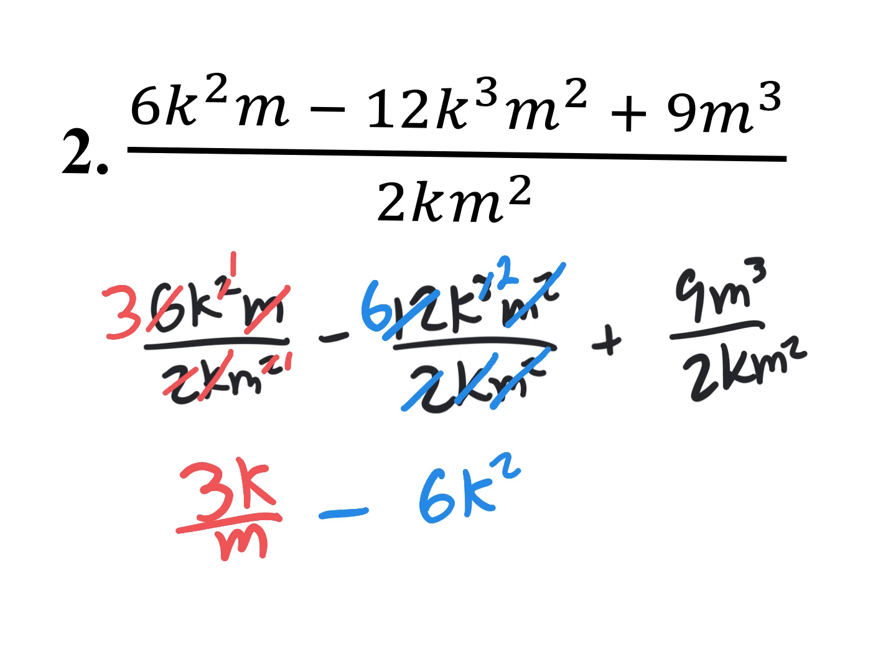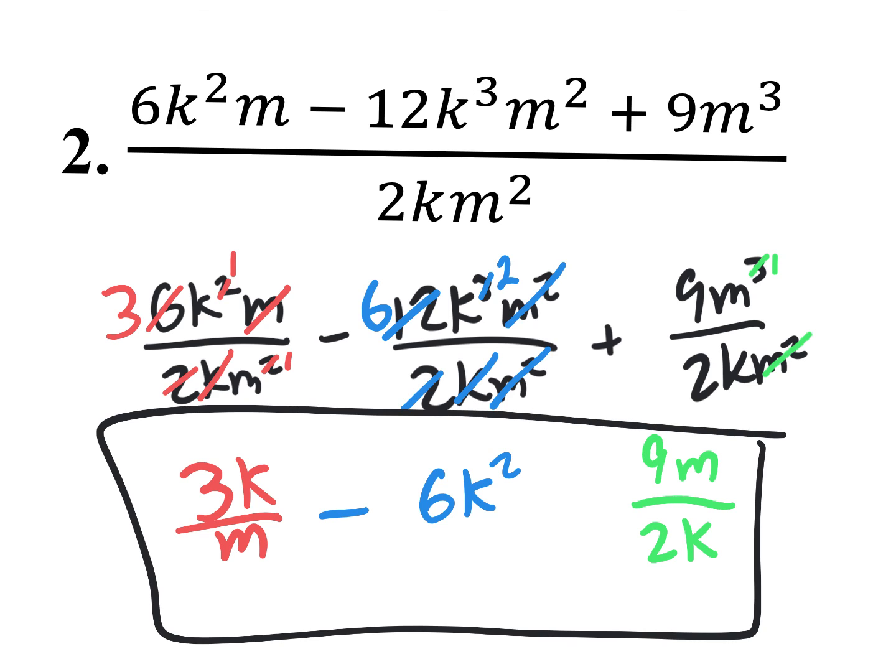And for the third fraction over here, 9 divided by 2, you can't do that. So it's still going to be a fraction with the 9 on top and a 2 on the bottom. But I could cancel out m's. Both m's on the bottom cancel with 2 of the 3, leaving you 1 m left up on top. So we do have an m left up on top and a k on the bottom. And this is your answer right here. By the way, that green fraction is a positive. So that's your answer for number 2.